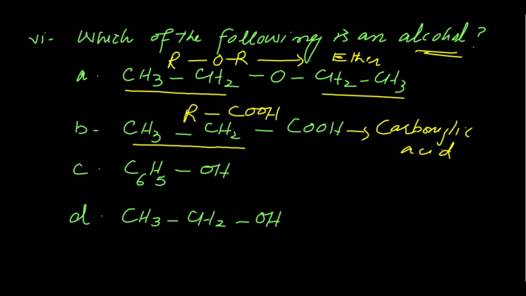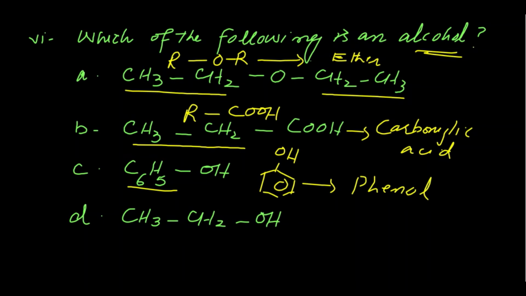The third compound which is given, C6H5. This is the benzene ring. What is C6H5? This is the benzene ring. With the benzene ring, if a hydroxyl group is attached, then it is known as phenol. This is phenol.